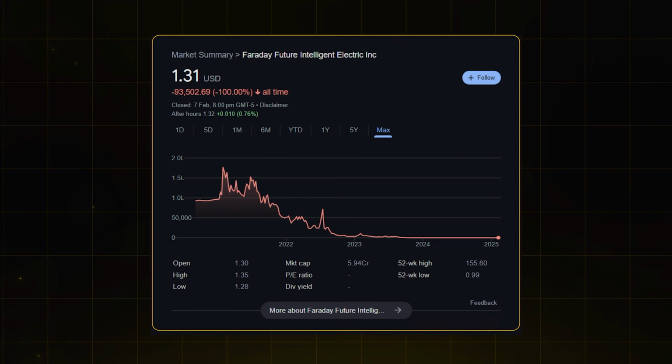Another good example that would help you grasp the concepts of reverse split setups is FFIE.